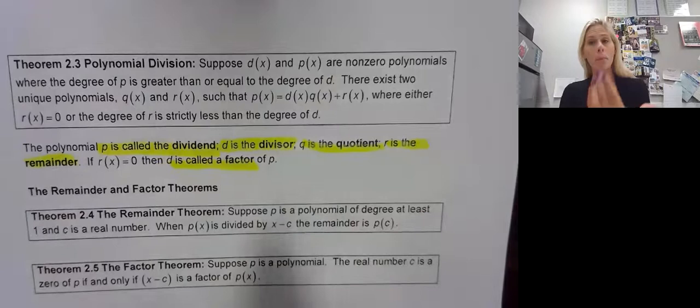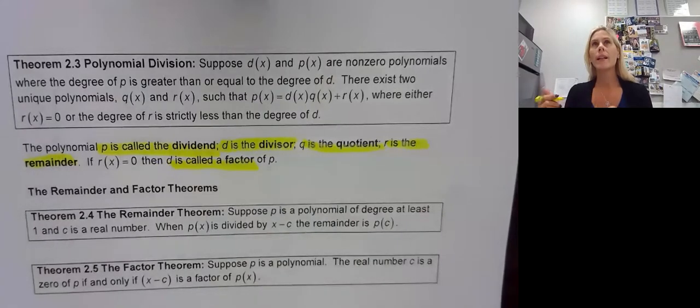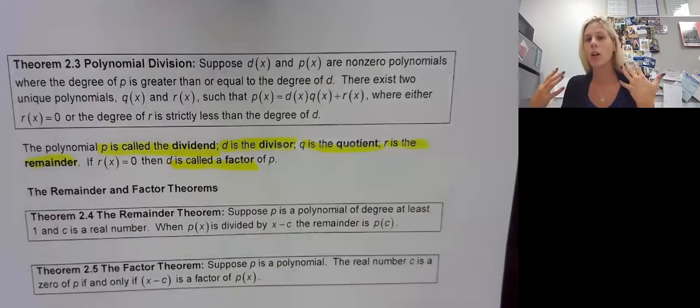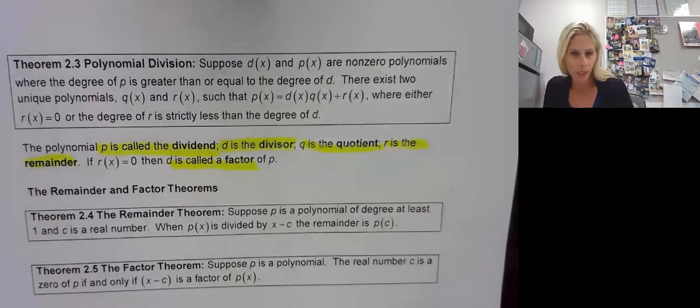So like up above, when we put in x minus 2 and did that division, the remainder equals 0. So we know that x minus 2 was a factor of our original polynomial. Okay, the remainder theorem. Suppose p is a polynomial of degree at least 1 and c is a real number. When p of x is divided by x minus c, the remainder is p of c.